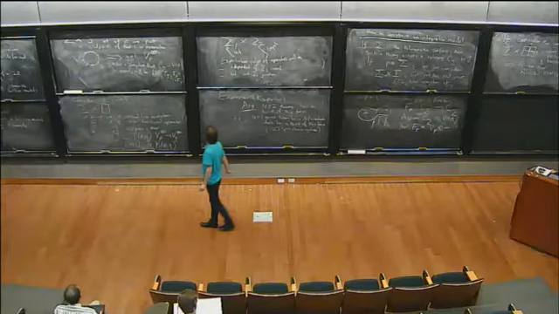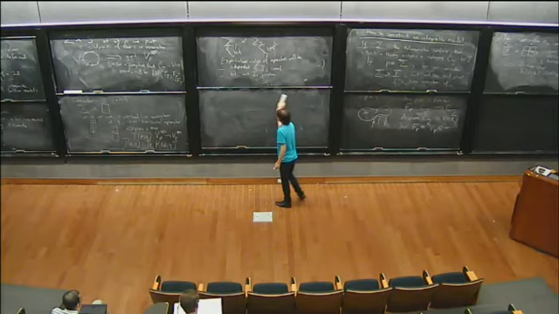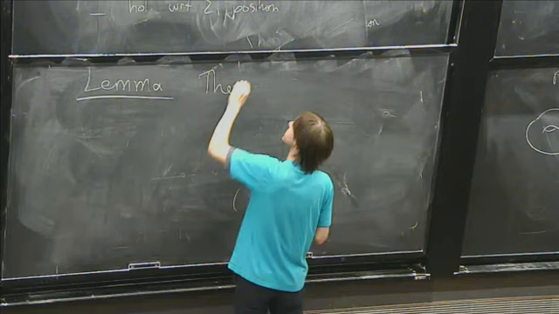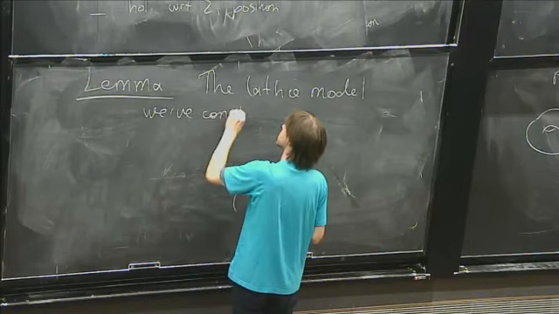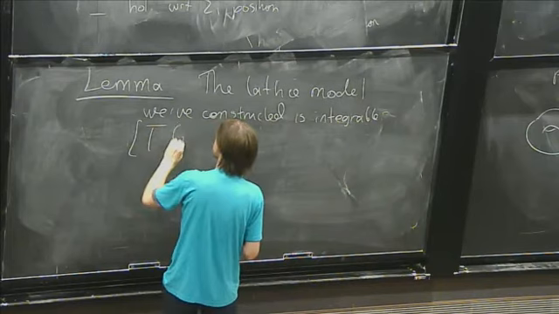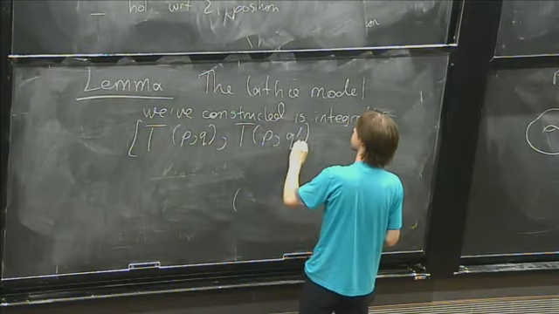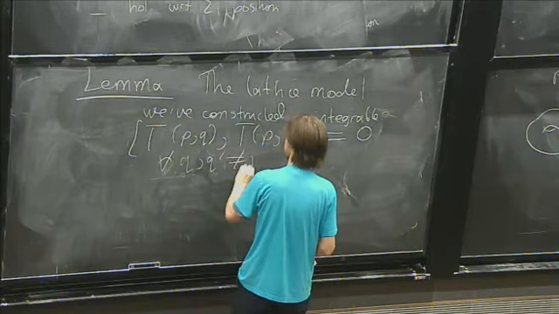Just again using standard properties of TFT. And now, here's the main point. The lattice model we've constructed is integrable. The commutator of T_Q and T_Q prime is 0, for all Q, Q prime not equal to P. Okay, so earlier on we explained that this is what is needed for a lattice model to be integrable.